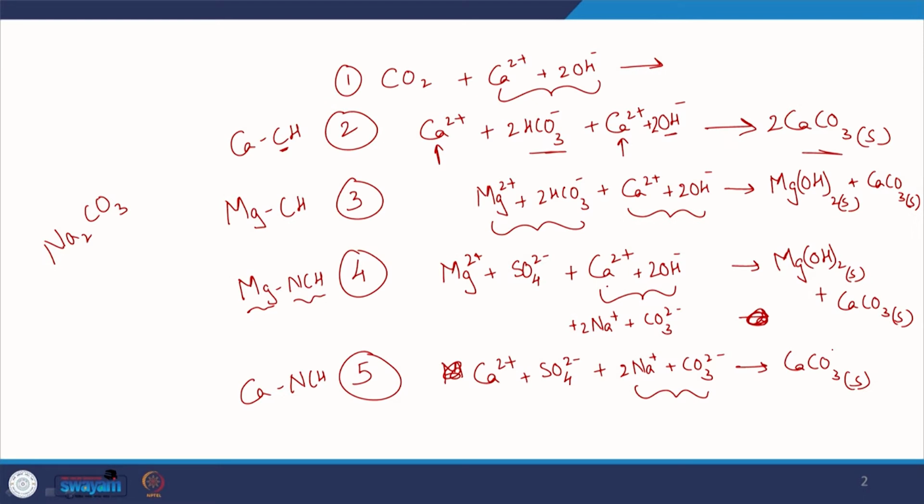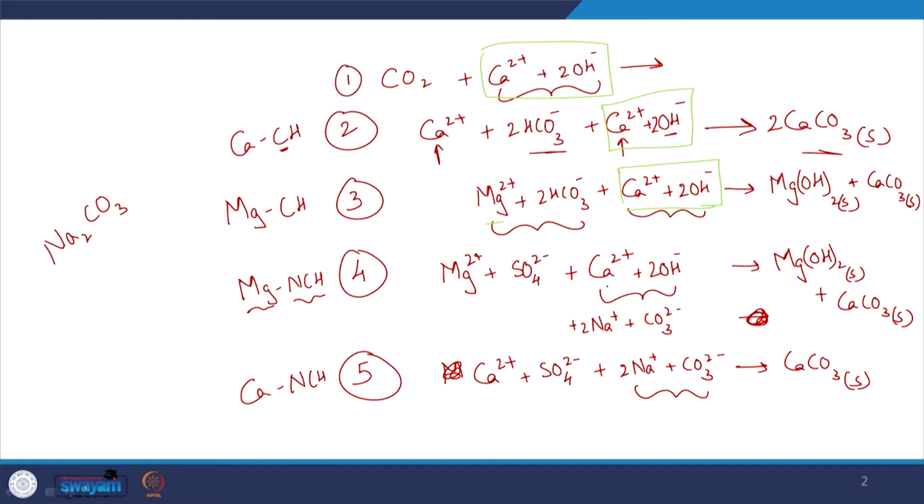So what are we adding here at different stages? Here we are adding lime. Here we are adding lime. Here also we are adding lime, 1 mole of lime per 1 mole of calcium that's present, and here also for 1 mole of magnesium carbonate hardness present, I am adding 1 mole of lime.